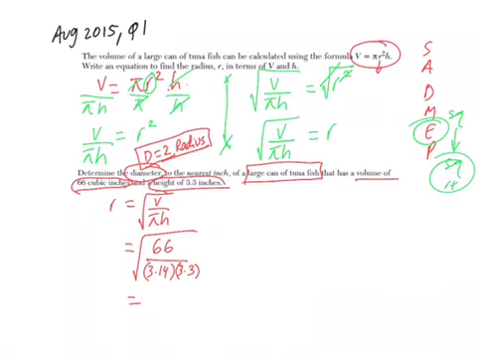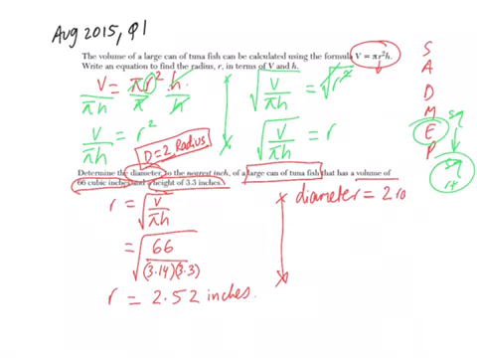So I get 2.52. But this is my radius, right? This is in inches. I need my diameter. So the diameter is 2 times radius. So multiply this value by 2. So you get 5.04 inches for the diameter.